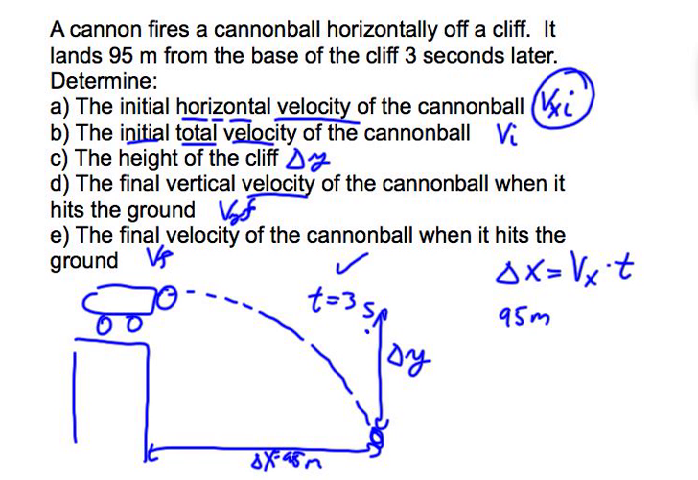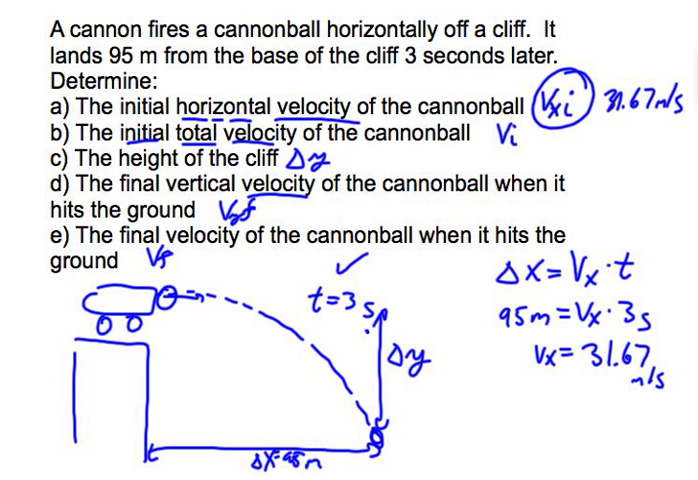So that means vx is 95 divided by 3, or 31.67 meters per second. I'm going to round just a little bit there. So that's the speed in the x direction. When this ball leaves the cannon, it is going 31.67 meters per second horizontally.